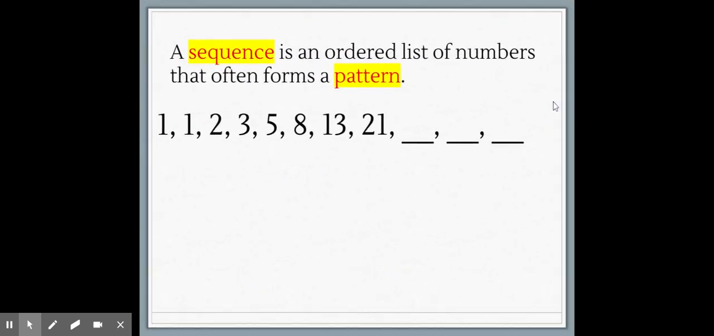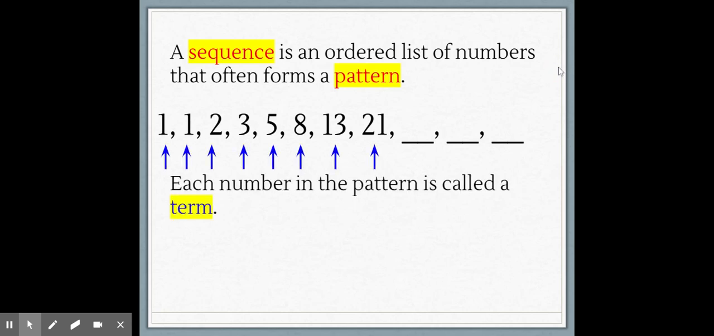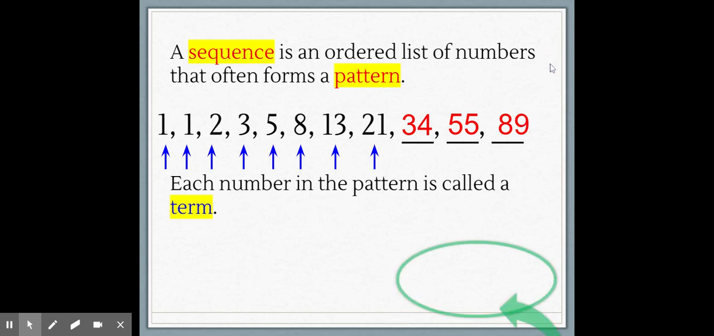Let me tell you. First of all, a sequence is just an ordered list of numbers that often forms a pattern. The sequence that you're looking at right now is very famous. It's called the Fibonacci sequence. Pause the video for a moment and see if you can figure out the pattern in the numbers. What would the next three numbers be? Each number in a pattern is called a term. The next three numbers are 34, 55, and 89.